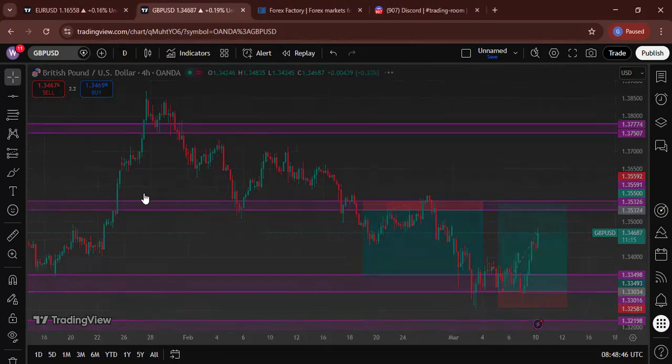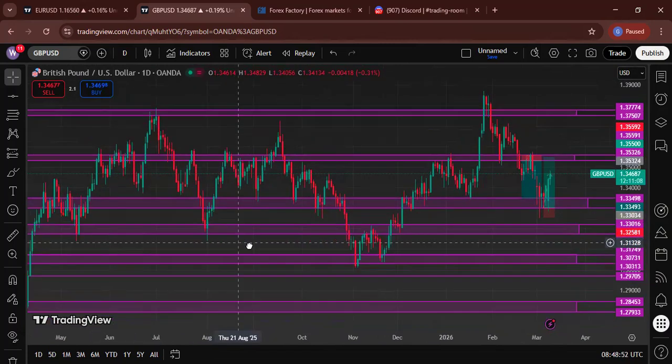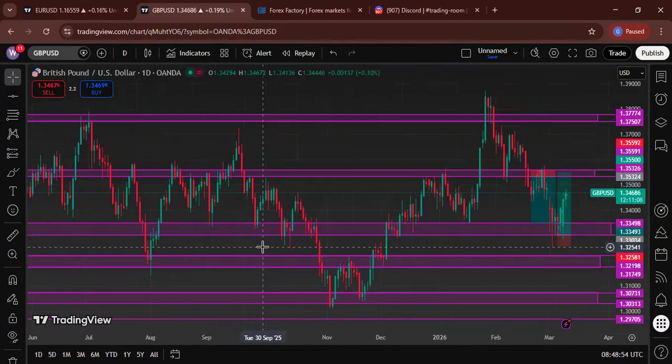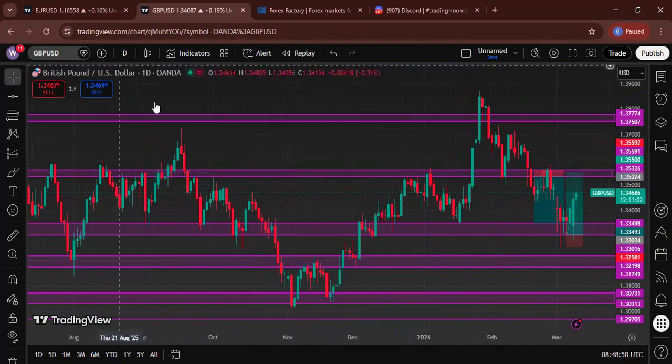Let's have a look at the daily time frame as well. So on the daily, this is what you have. So you can see we filled the major range on the daily time frame also, because again, this is the range we are working with from this demand all the way to these highs up here and back to this demand. That range was filled like that.